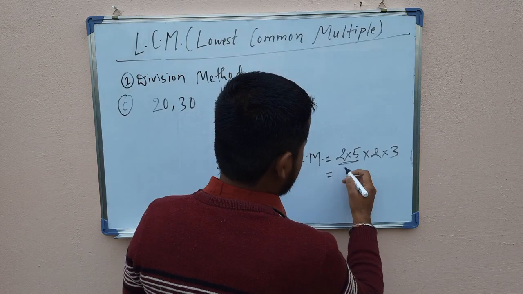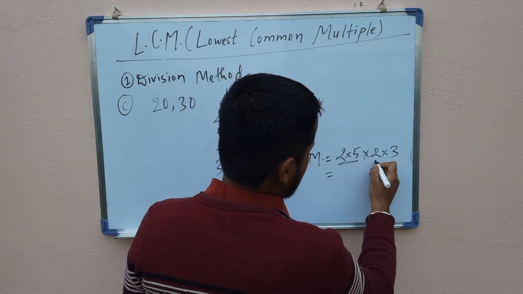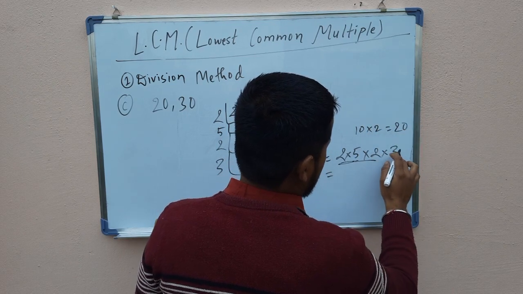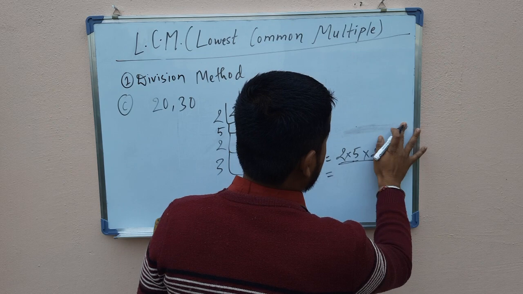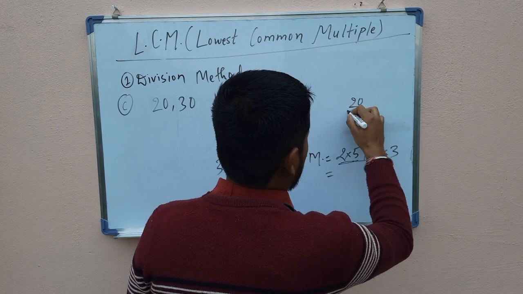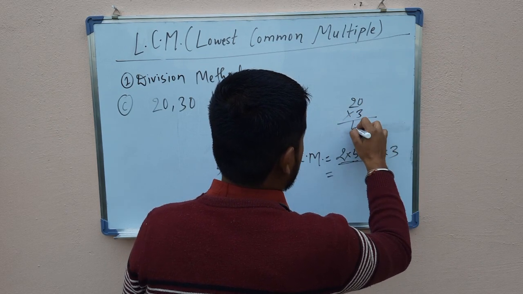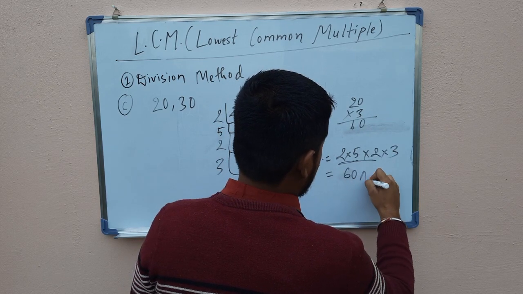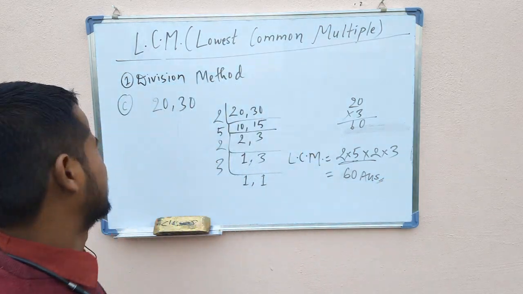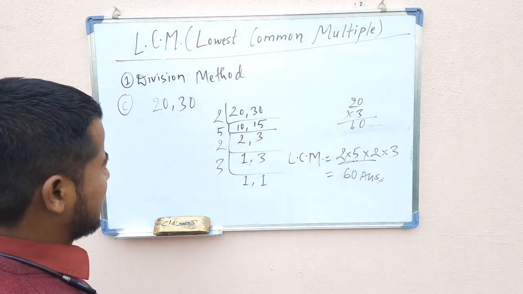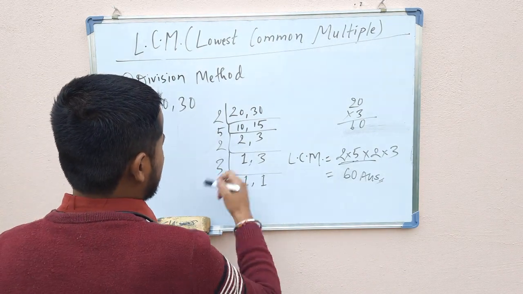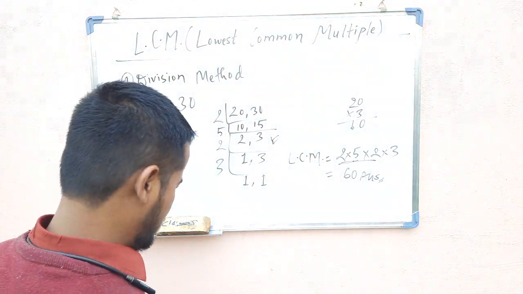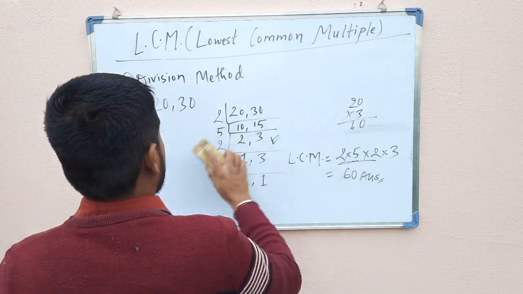How much will it come now? 2 5s are 10. 10 2s are 20. Now 20 3s: 3 0s are 0, 3 2s are 6, so 60. 60 is the answer to this question. Okay. So be careful in this. You can bring either 1 1 or you can leave it up to here itself. No problem. It's your choice, how you want to do it. Okay. Now more questions.